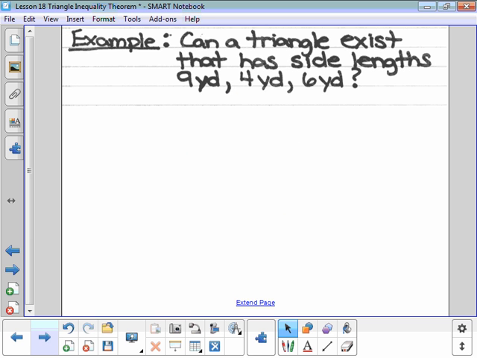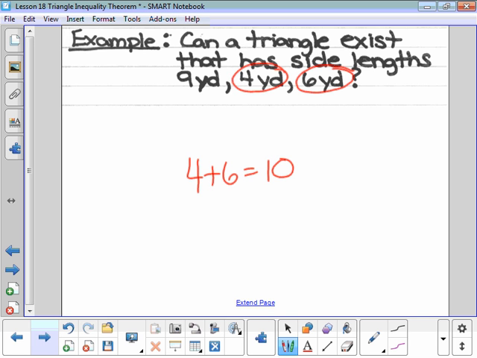So pause here and try this one on your own. So again, I'm going to choose the two smaller side lengths, in this case 4 yards and 6 yards. Now when I add them together, that sum needs to be bigger than the third side. So 4 and 6 added together makes 10. That is bigger than the third side, which is 9. So this does exist. We can build a triangle that has sides that are 9 yards, 4 yards, and 6 yards.